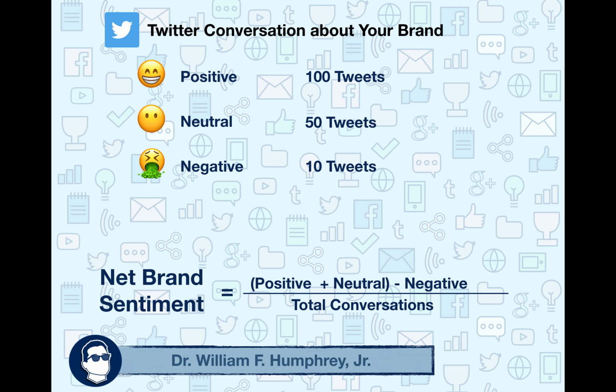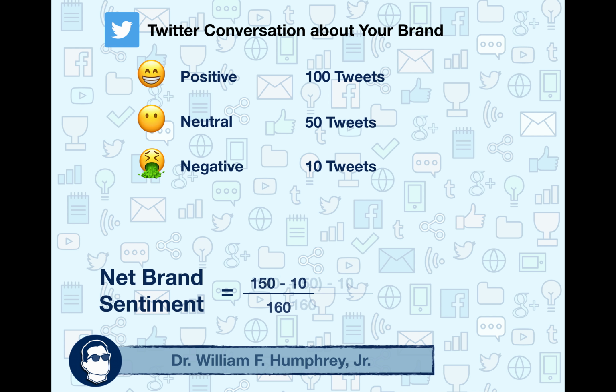So if we look at a conversation about your brand for a month, you have 100 positive tweets, 50 are neutral, and then 10 are negative. They're just really bad. Let's substitute this into the equation. 100 positive and your 50 neutral. Let's subtract out the negative, minus 10. And the total conversations is adding all those elements together. Simplify. Now we've got 140 over 160, or 0.875, or 87.5 score. So that's pretty good.